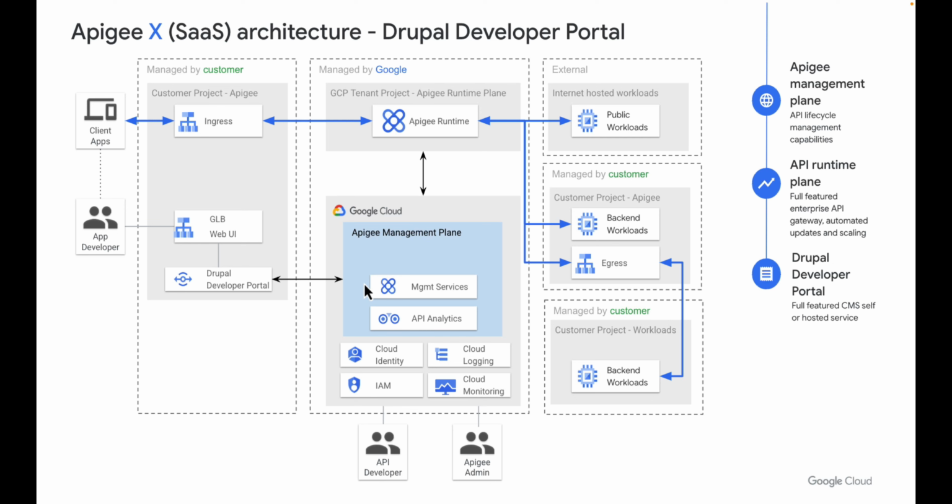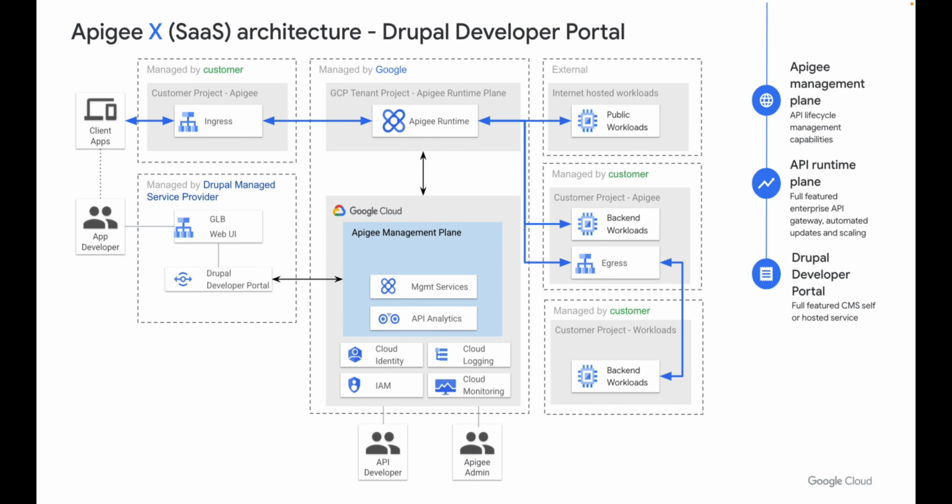As an example, if a client application is created at the Drupal developer portal level, this client application will be replicated and created also on Apigee, in order to synchronize this type of information between Apigee and the developer portal itself. Another option, in order to host the Drupal developer portal, is to use a service provider. And in that case, Drupal is managed by a service provider. It is exactly the same solution, but with a different type of management in this case.